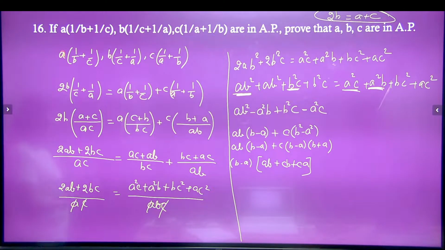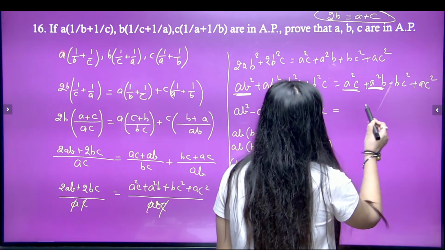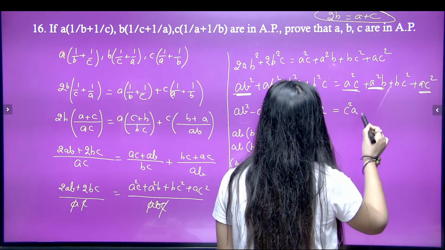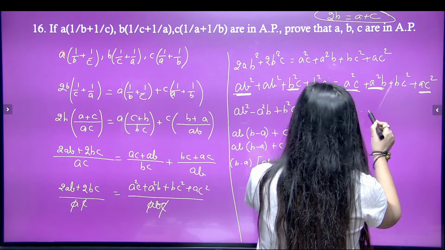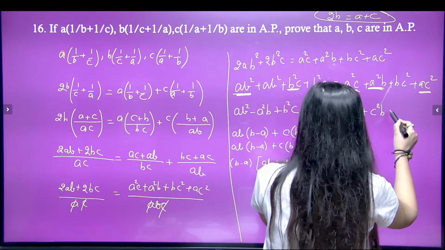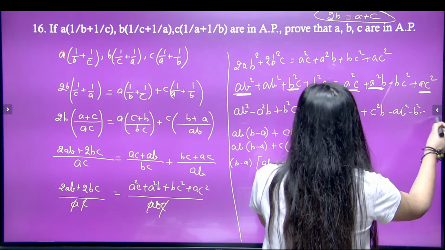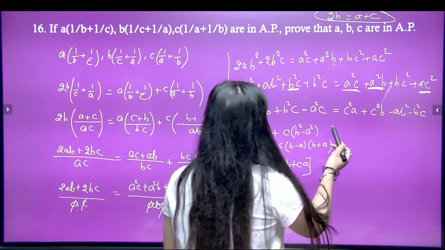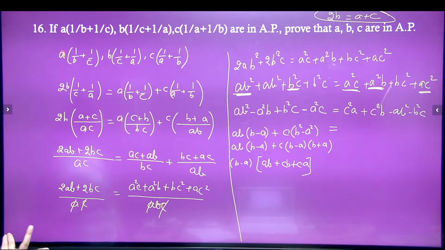Now on that side, what we have? C square A plus C square B. And rest are minus AB square minus B square C. Again, we have to arrange something like that. It will give similar type of common terms.